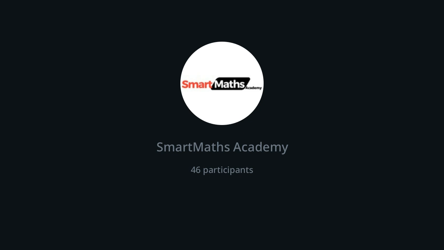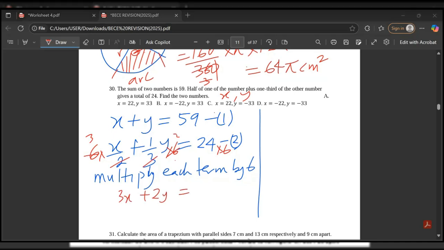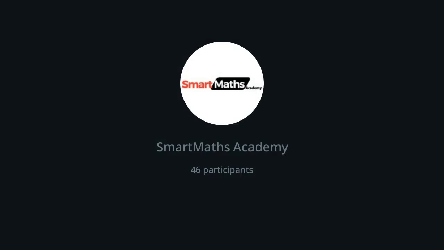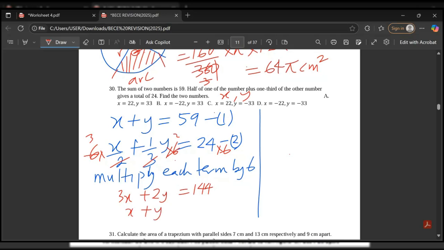If you put 6 here, times 6, this one 2 times 6, this one 2 times 6. 2 here 1, 2 here 3, 3 here 1, 3 here 2. So this will give us 3x plus 2y equals 24 times 6. Let's quickly do that. 24 times 6 gives 144. You can then rewrite the equation now. I can just bring equation 1 below it. That will be x plus y equals 59.